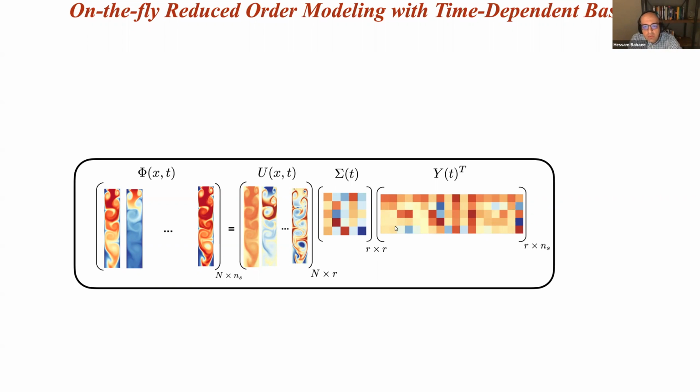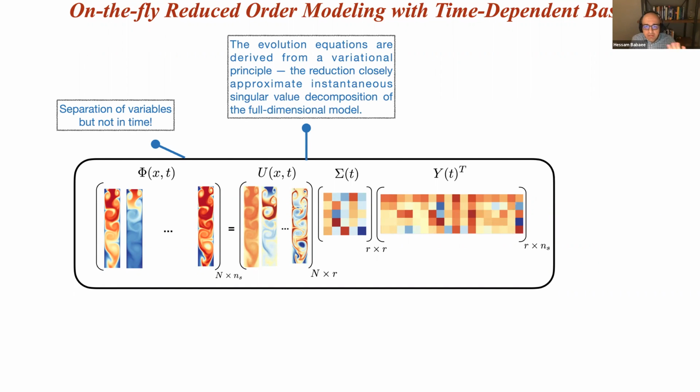You can always go back to the full dimensional, but in the computational workflow that we have, you never have to form this multiplication of these three matrices. You solve for this and this and this in a compressed form. Like I said, this is separation of variables, but not in time. We took out space, but not time. The way we derive the evolution equation for all these three components is based on a variational principle that I will show in the next few slides.